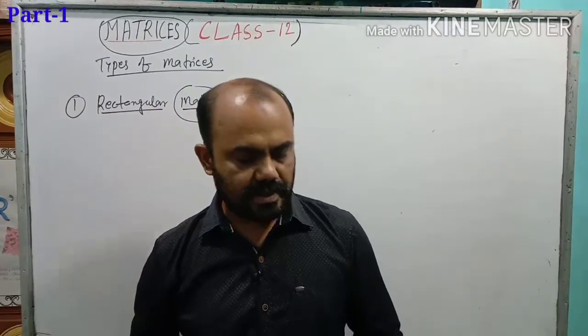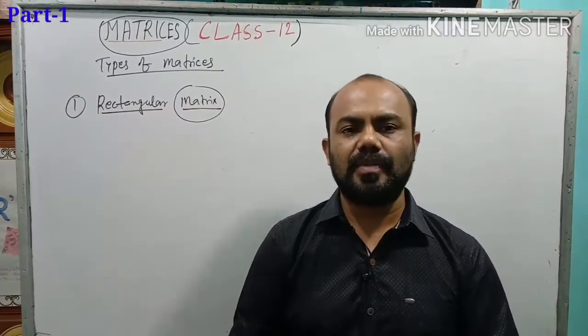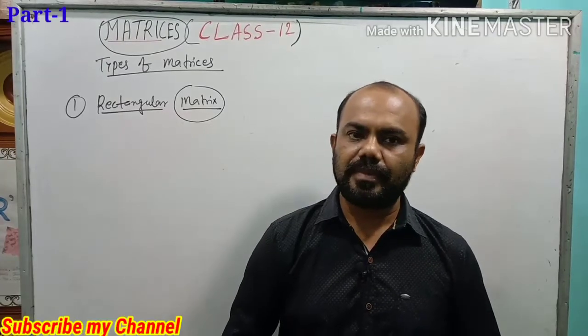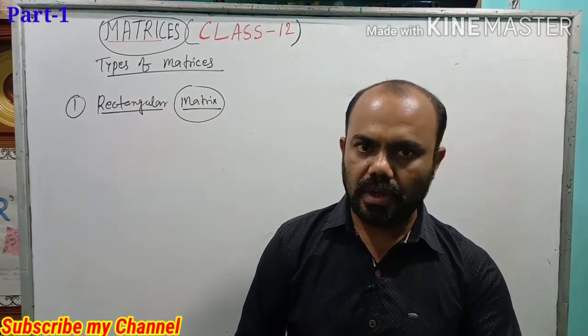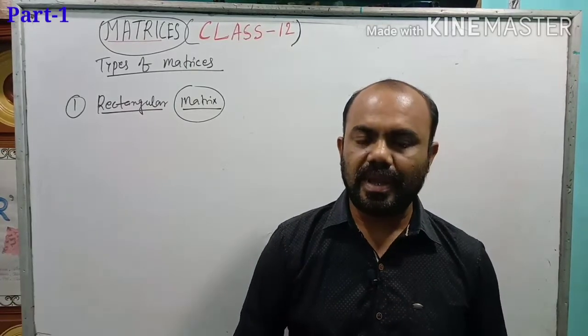Order of a matrix is clear. If in a matrix there are m rows and n columns, then the order of the matrix will be m by n. For example, if there are 3 rows and 2 columns, then the order of the matrix will be 3 by 2.